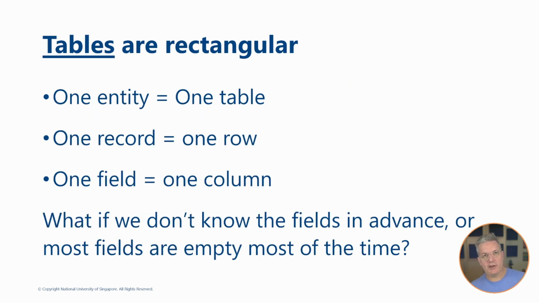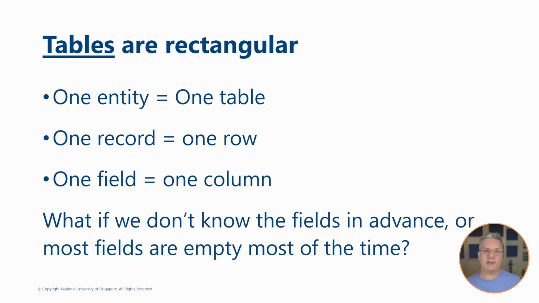Tables, as we've seen, are rectangular. So let's remind ourselves what that means. One entity gets represented in one table. One row in that table represents a single record. And one field, which is one entry in that row, one column within that row, represents a single property or a single attribute of a single record of that entity.